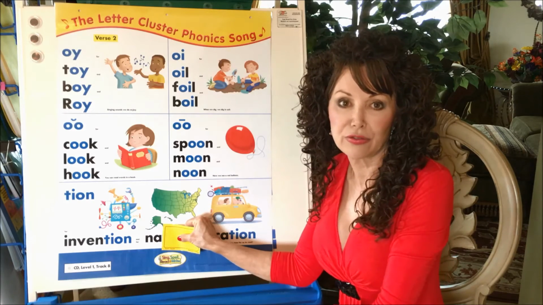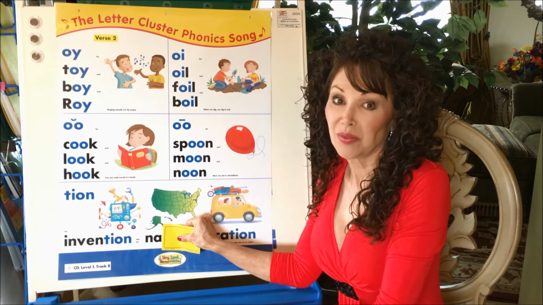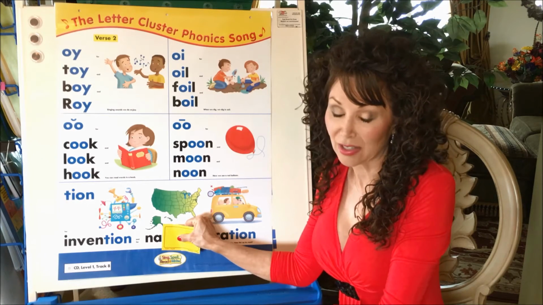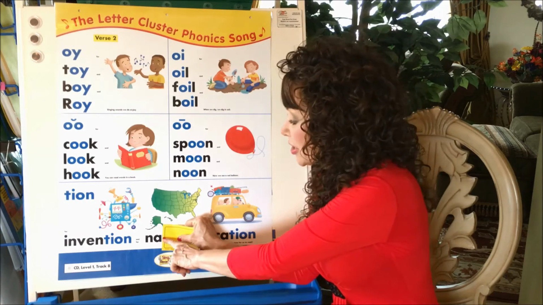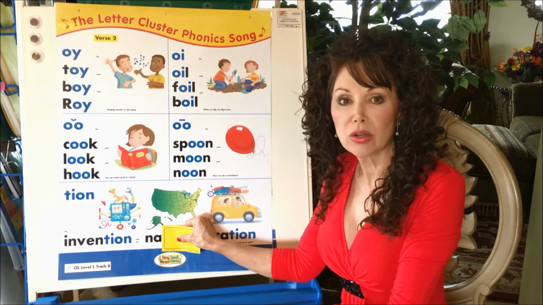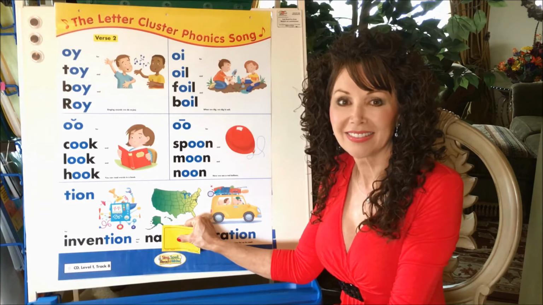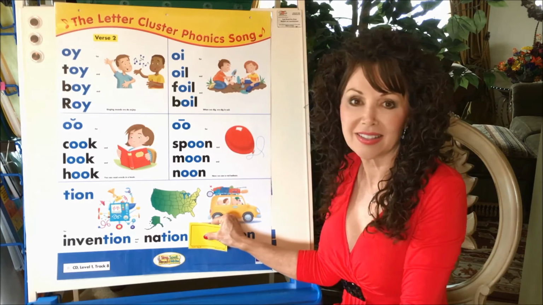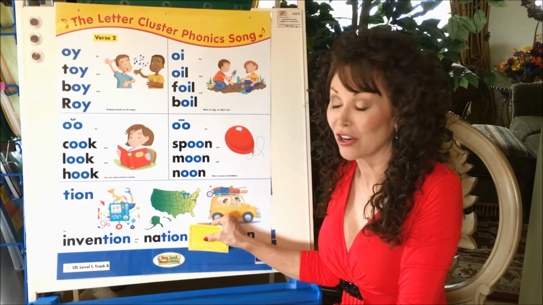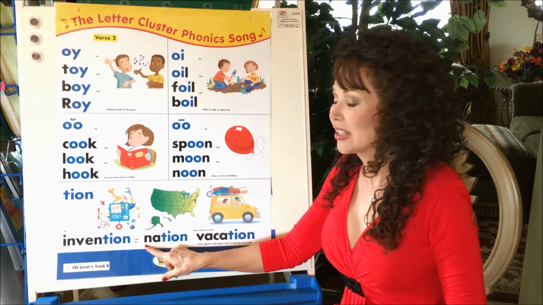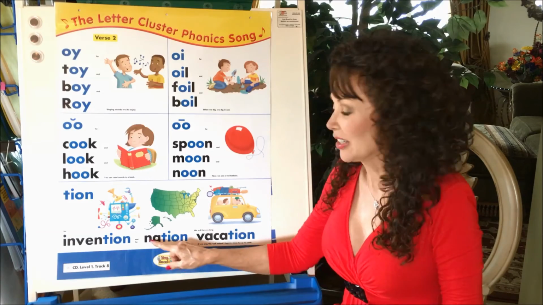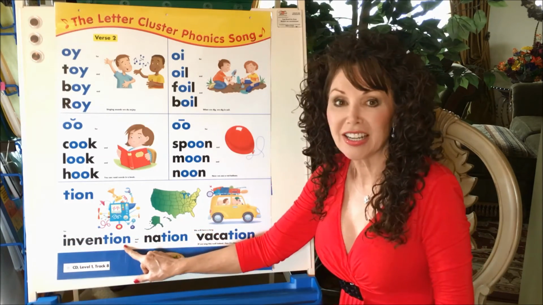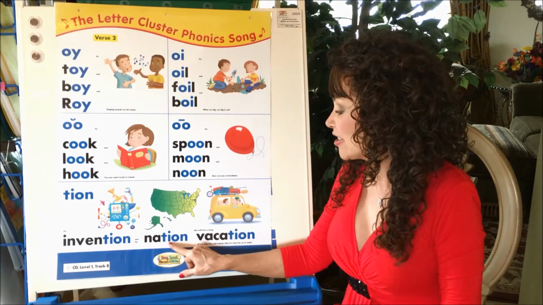So we'll have NA by itself. Now, is that an open or closed syllable? That's right, it's open. There is no consonant closing the door. So what will it say? That's right, nay. And then the last part says shun. Very good. So let's say it fast. Nation. Nation. Shun for invention and for nation.